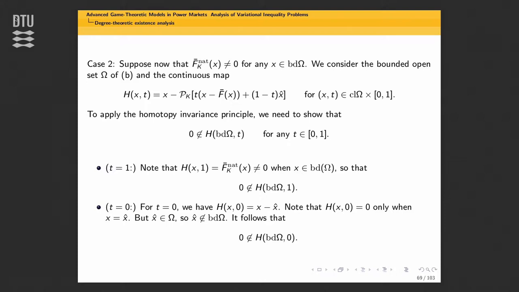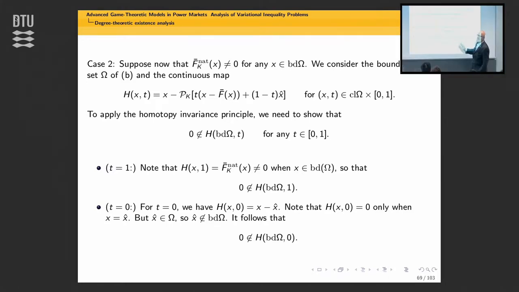Okay. So the thing is, we've got that homotopy. To apply the homotopy invariance principle, all you need to do is show that there's no zero on the boundary of omega. Okay. So first thing, when t is equal to 0, we have h of x, 0 is equal to x minus x hat. Okay, let's do t equal to 1 first. So when t is equal to 1, we have h of x, 1, which is equal to f bar nat of x. Let's just make sure everybody agrees with me.